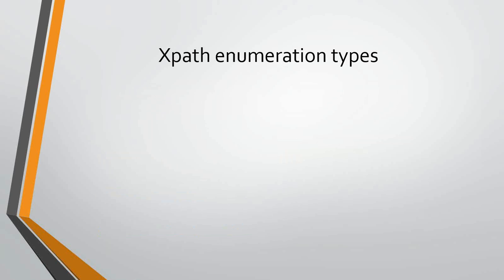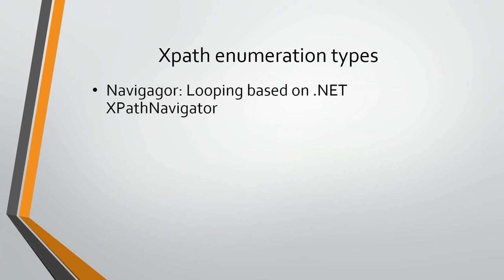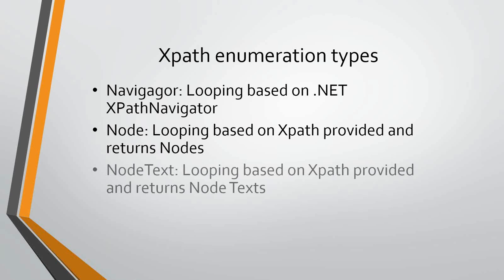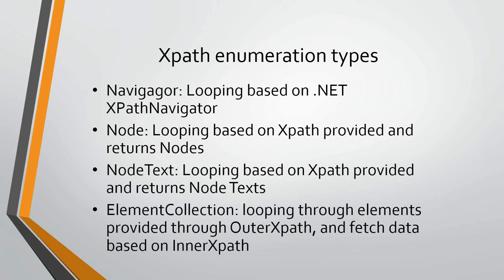And we have 4 enumeration types for XPath to work with the node list enumerator. The first one is Navigator, which is based on the .NET XPath Navigator node. We will loop through the result of the XPath query and provide a list of nodes. Node text, we can use that XPath query again, but the result will be of type string, not the node type. And element collection, we use an XPath, which will be the outer XPath, for looping through elements, and then inside each element we use another XPath, which is the inner XPath, and we fetch data based on that.